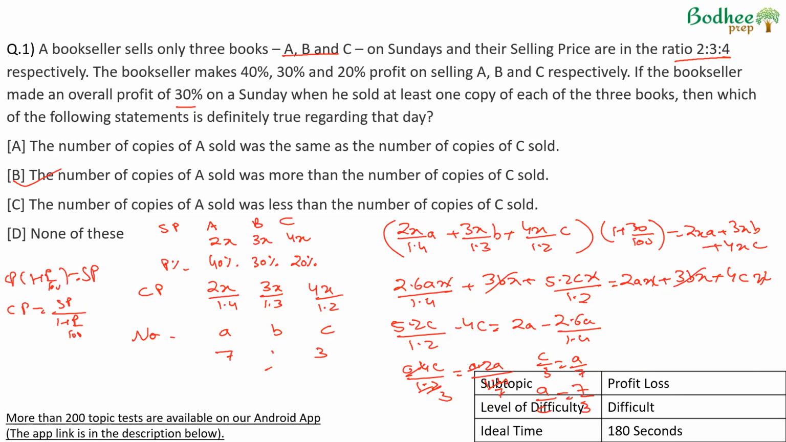But if you're able to take the call and realize that the cost price for C will be higher or highest, and therefore to keep the profit near 30%, the number of books bought for A has to be higher than C to compensate for the loss of C or the lack of profit in C. We can also mark B directly. Solving will take time.